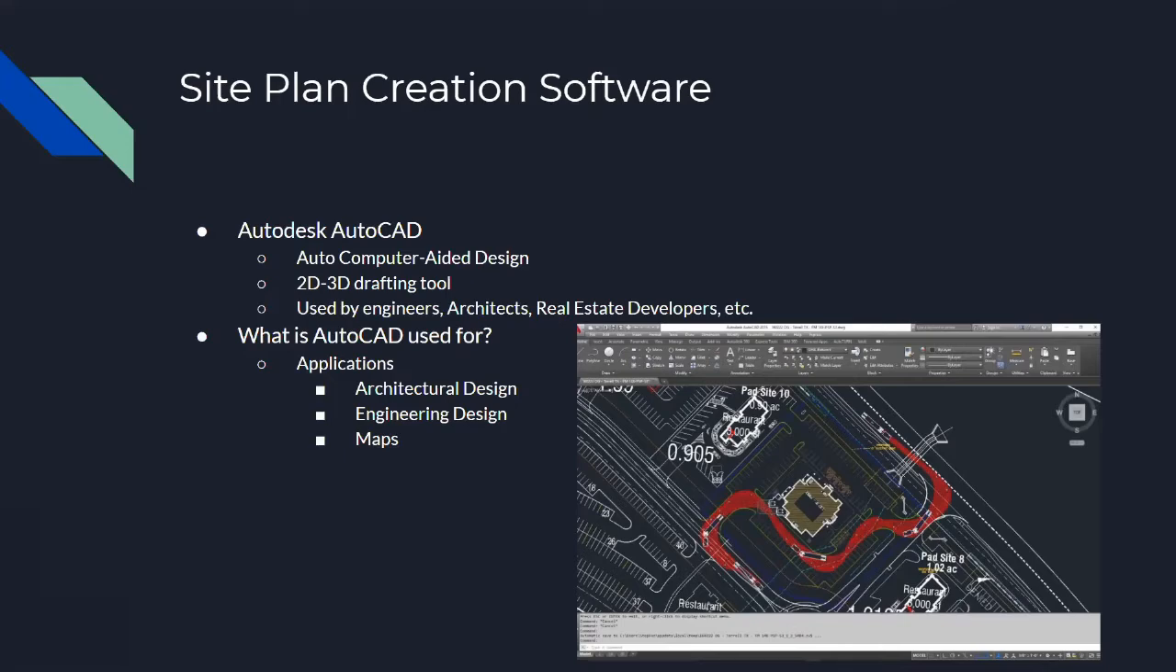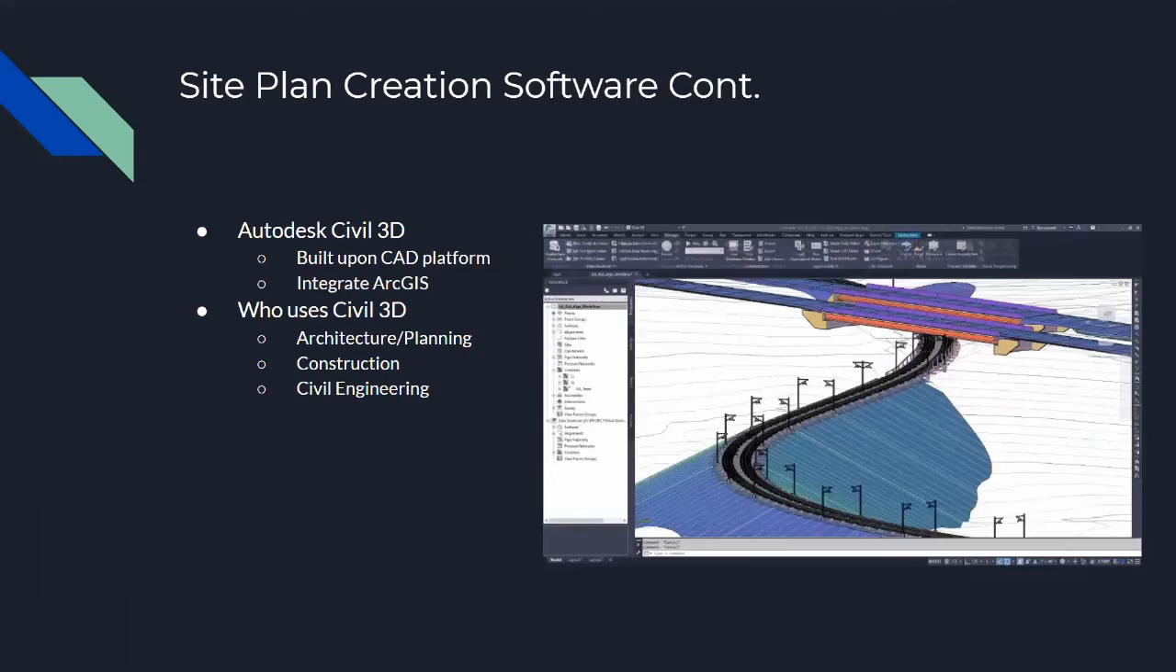Next slide. Next, I'm going to be talking about Civil 3D. Autodesk Civil 3D is a program built upon the CAD platform, just with an extra layer of 3D design. With Civil 3D, you can integrate ArcGIS, and with ArcGIS integration, it allows you to get up-to-date project information so you can access info like storm drains, gas lines, and how the water flow is in a specific area.